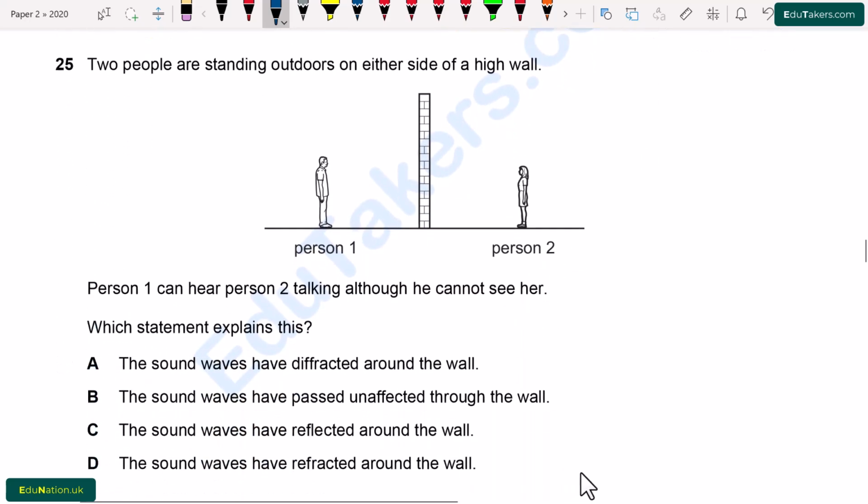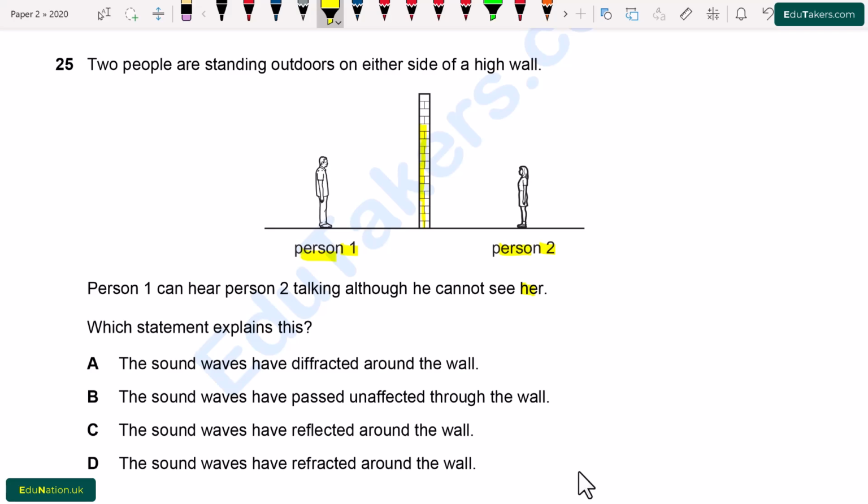Question number 25. Two people are standing outdoors on either side of the high wall. So here is a high wall and two persons are standing on the opposite side of this wall. Person 1 can hear person 2 talking although he cannot see her.